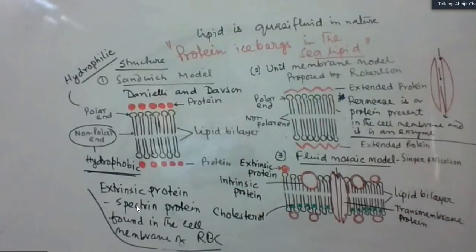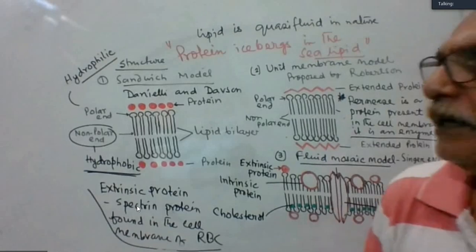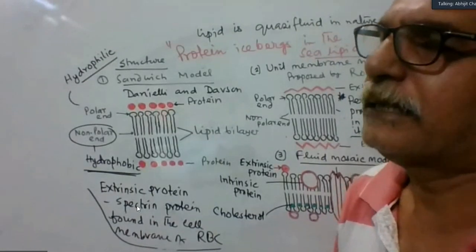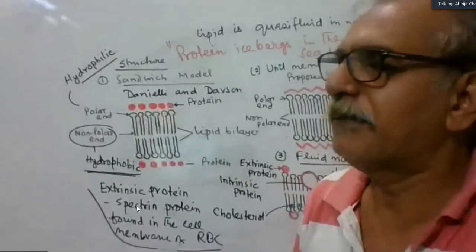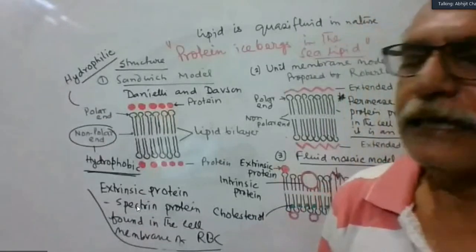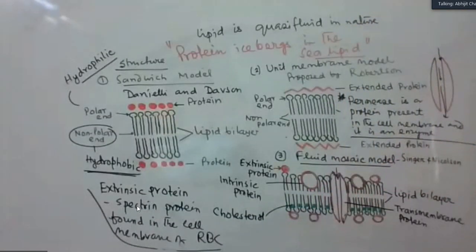Permease is a protein present in the cell membrane, and acts as an enzyme. Can you tell me, how is flexibility and dynamism of the cell membrane maintained? Write down, please.